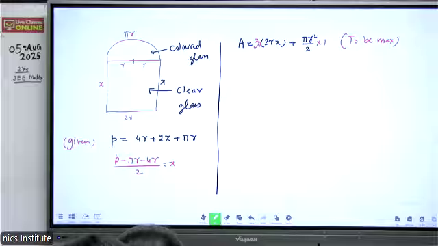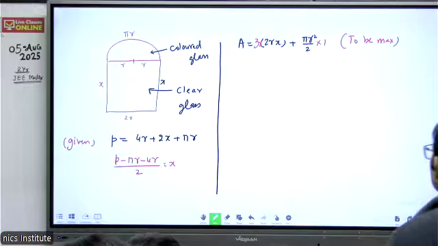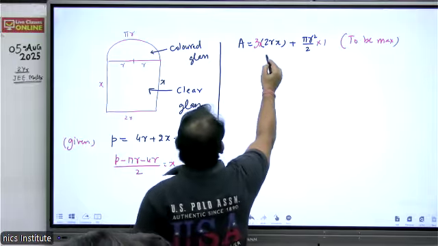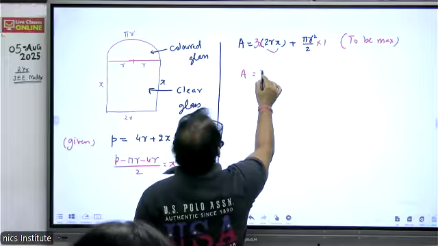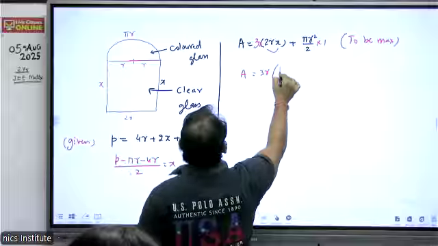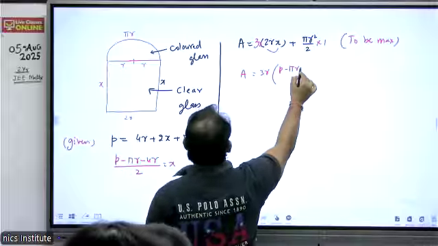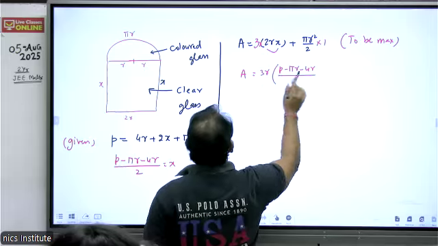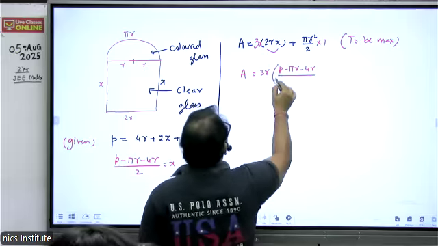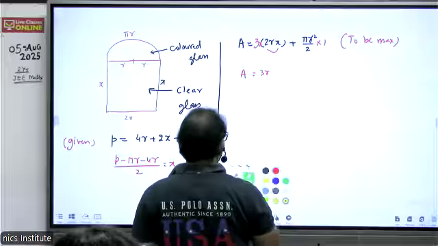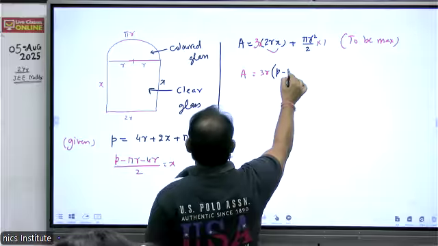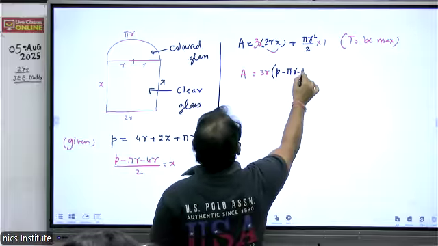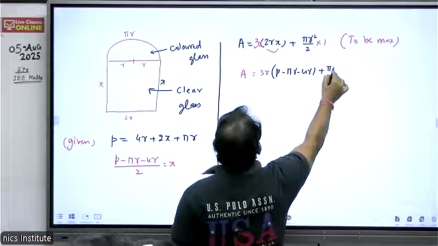Remove 2x. 3 into 2rx, so I'll remove 2. I can remove 2x. So when I remove 2x, it'll be 3r into P minus pi r minus 4r, divided by... won't be dividing by 2 because I'm replacing 2x. So P minus pi r minus 4r plus pi r square by 2.